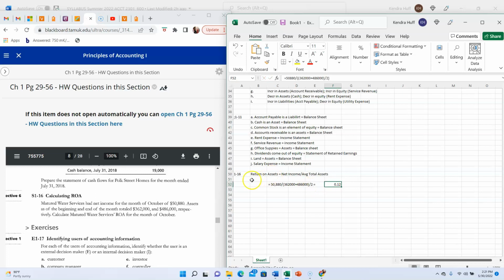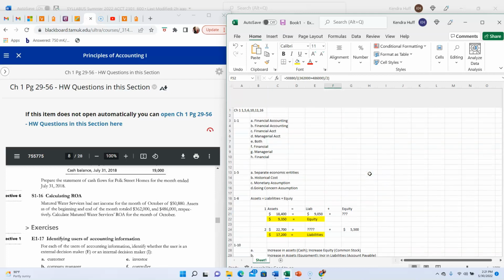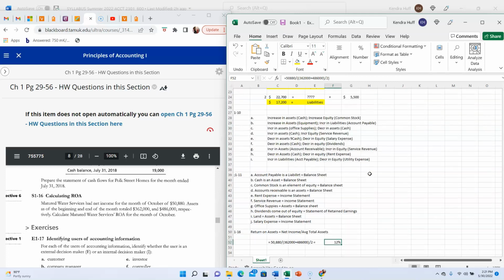All right, and returns are usually a percentage, so you need to change that 0.12 to 12%. And that's it for Chapter 1's homework. You can save this and submit it.